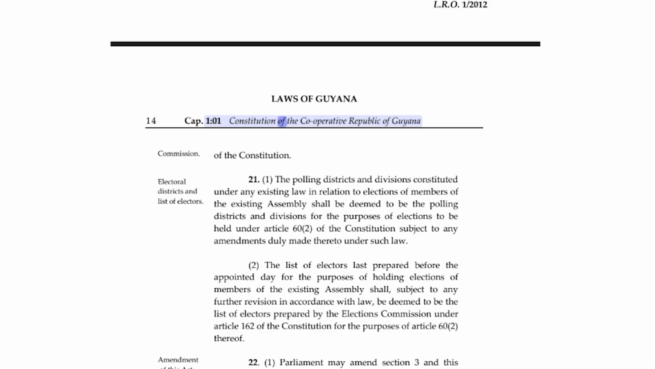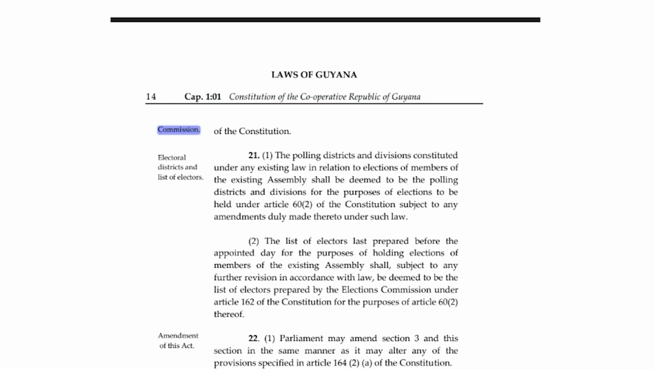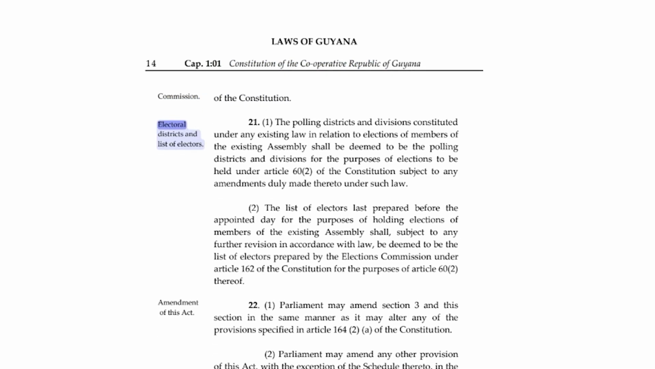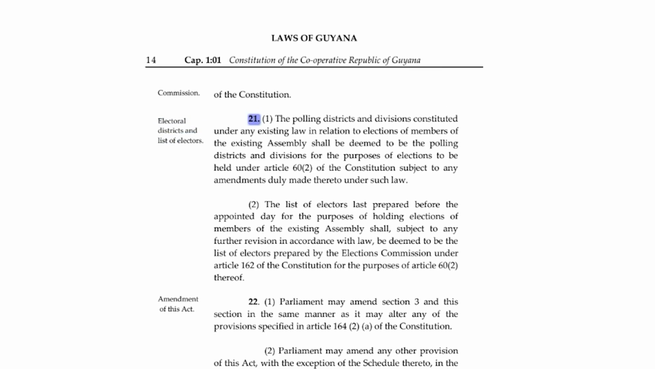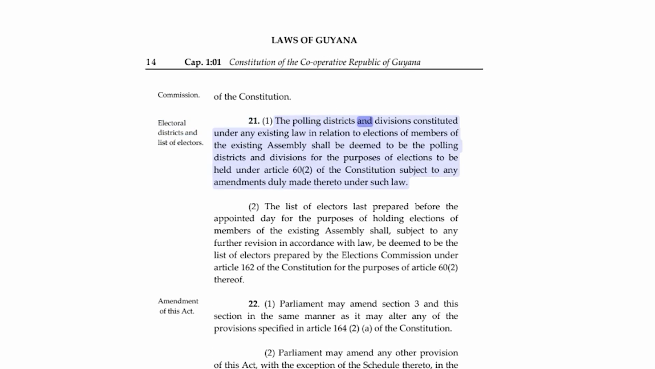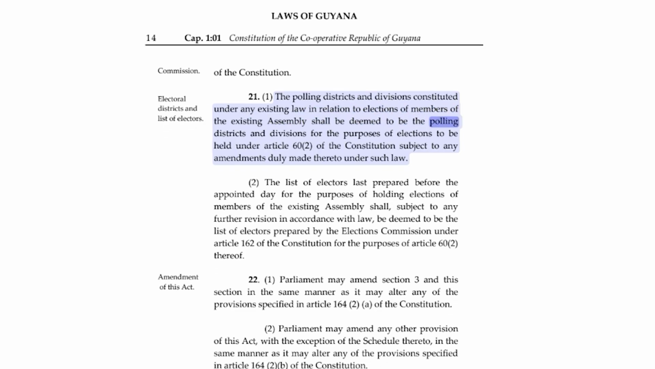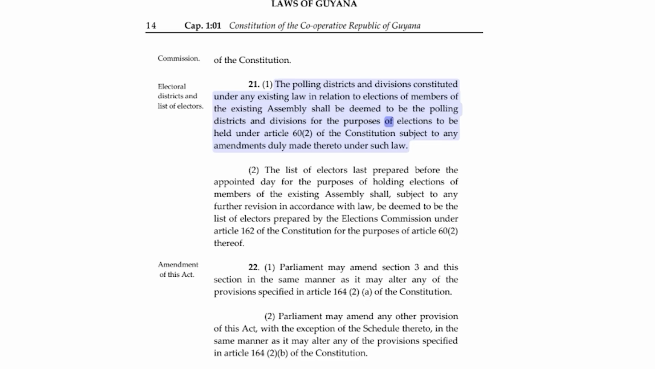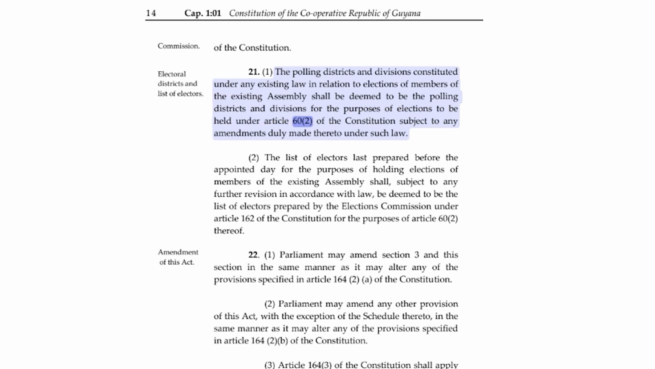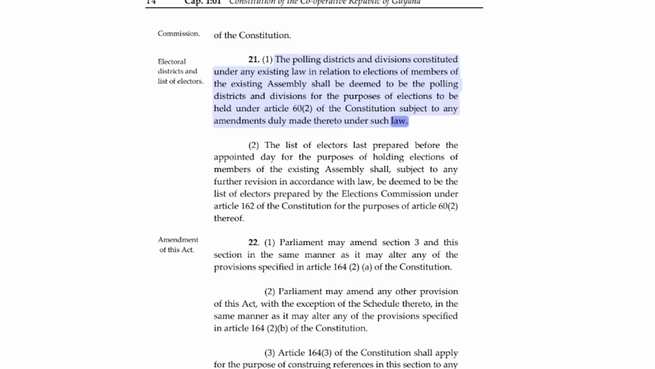1. Constitution of the Cooperative Republic of Guyana. Commission of the Constitution, Electoral Districts and List of Electors. 21. 1. The polling districts and divisions constituted under any existing law in relation to elections of members of the existing Assembly shall be deemed to be the polling districts and divisions for the purposes of elections to be held under Article 62 of the Constitution subject to any amendments duly made thereto under such law.